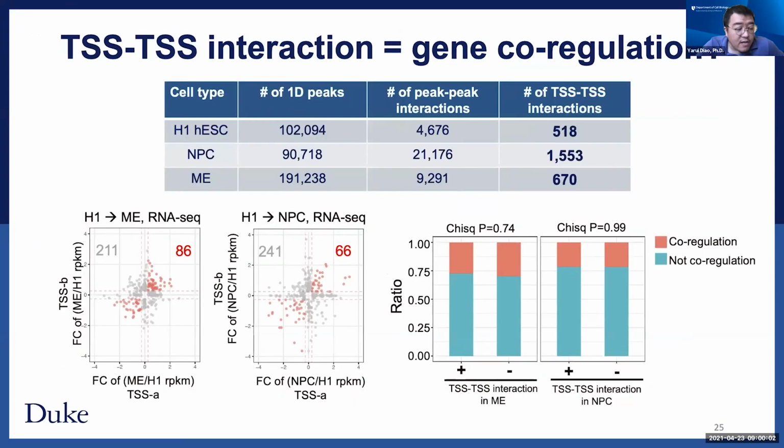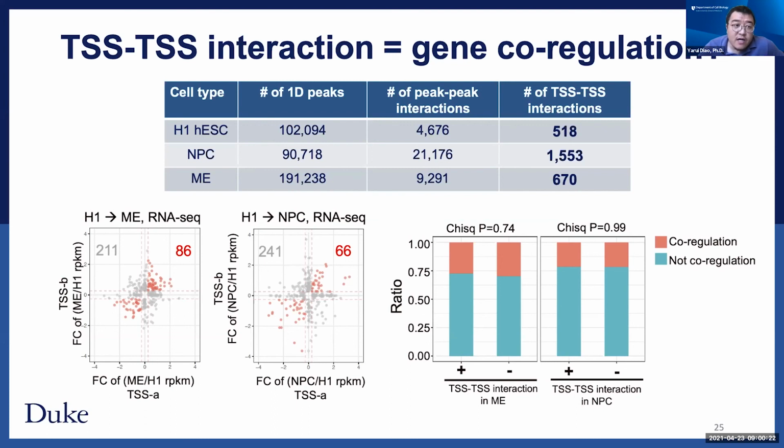And okay, I'm running out of time. So from this peak-peak interaction, we also identify extensive promoter interaction. And there's a model suggesting that if two gene promoters are interacting with each other, these two genes might be co-regulated. So I want to test if that's true.